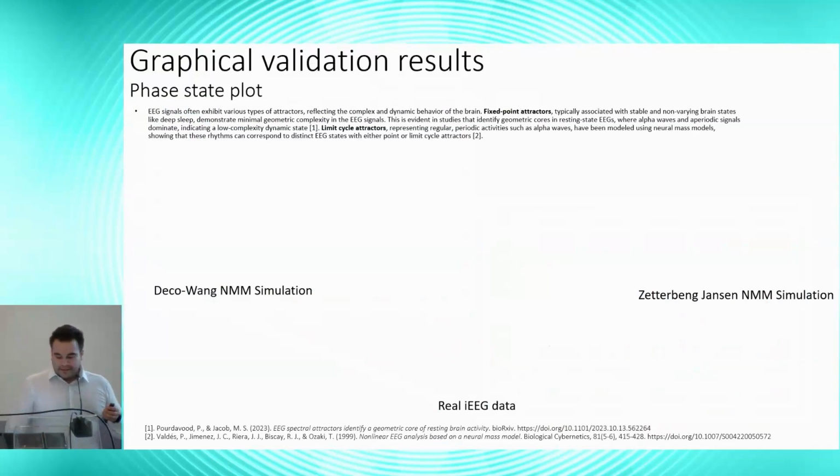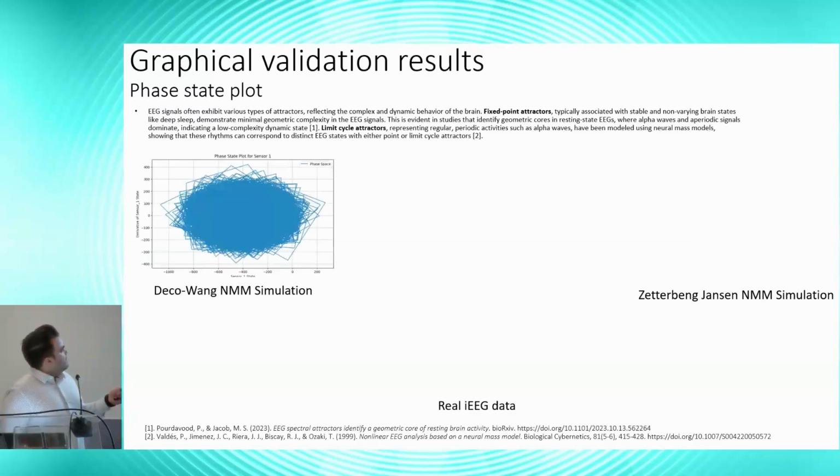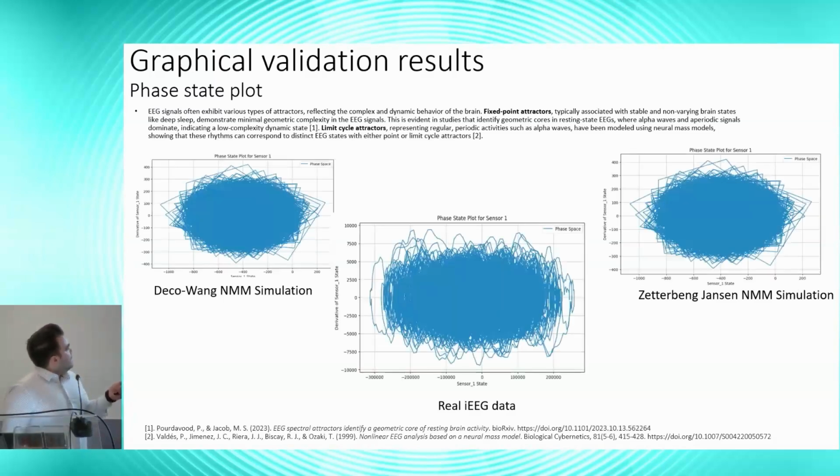Now let's get started with the graphical validation results. So the first one is to compare phase state plots of both the simulations and from the real data. From the literature, we know that EEG within the hippocampus usually has fixed point attractors and limit cycle attractors. So this is the case for both simulations and for the real data. We can see the likeness of the attractors for each of the data sets.